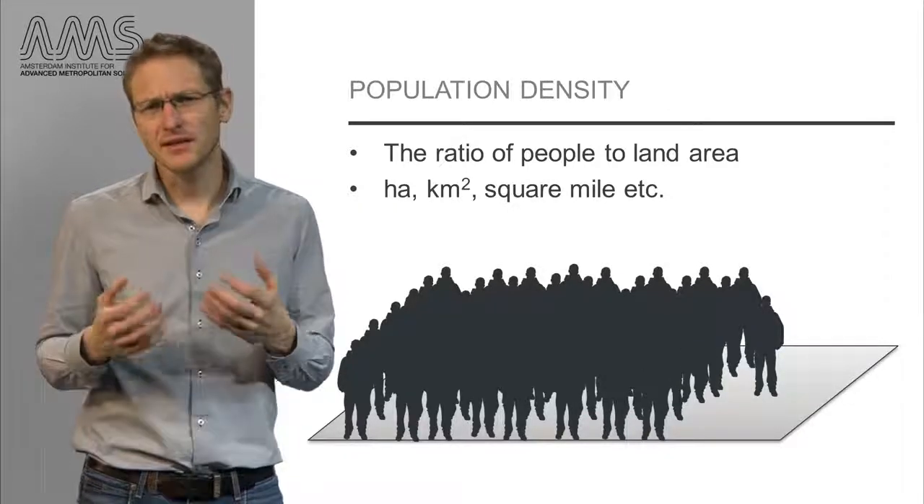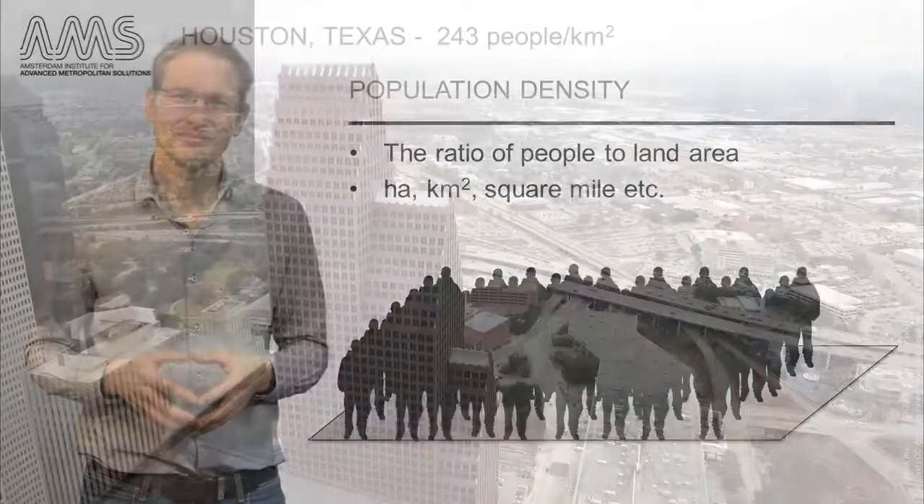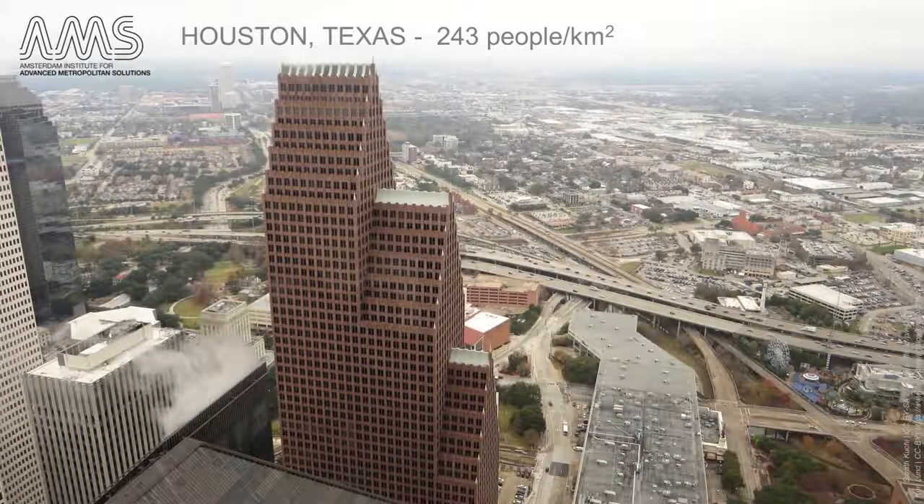Let us look at the density of some cities. Maybe one of these cities is yours. This is Houston, Texas. This is generally considered a city with a low population density of about 250 people per square kilometer. What can be observed here is a high-rise central business district, and around it, quite a spread-out city with low-rise buildings, lots of roads and open space.